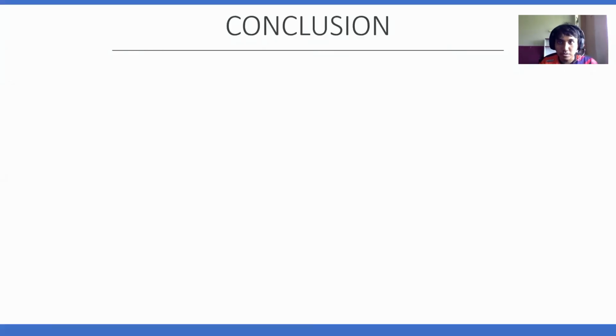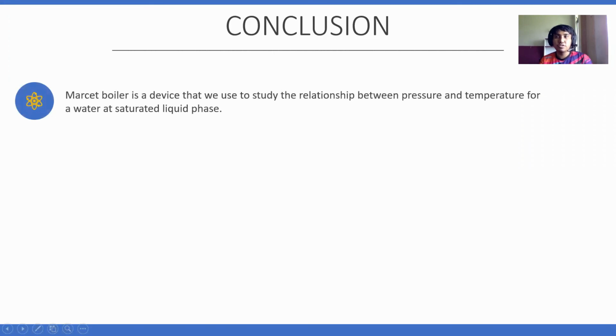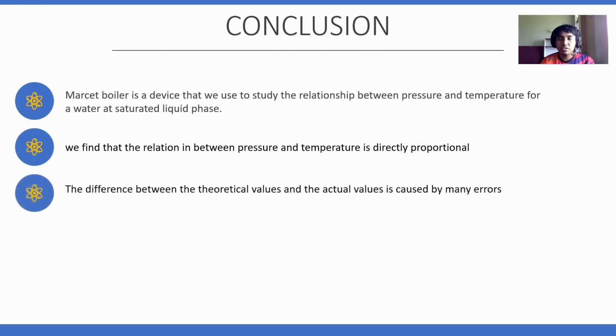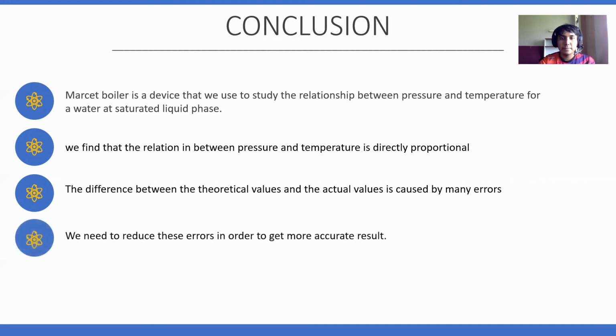The last part is our conclusion for this experiment. The Marcet boiler is a device that we use to study the relationship between pressure and temperature for water in the saturated liquid phase. Based on what we see in the video for this experiment, we find that the relationship between pressure and temperature is directly proportional. The difference between the theoretical values and the actual values is caused by many errors, such as parallax errors and also systematic errors. In order to get a better result, we need to reduce these errors so that we can get a better and more accurate result for this experiment.